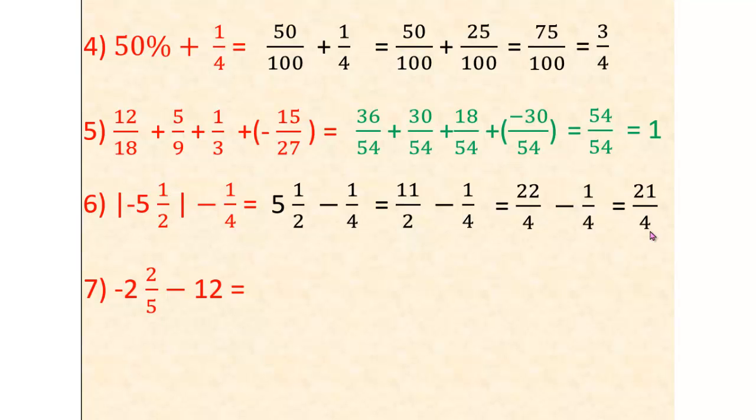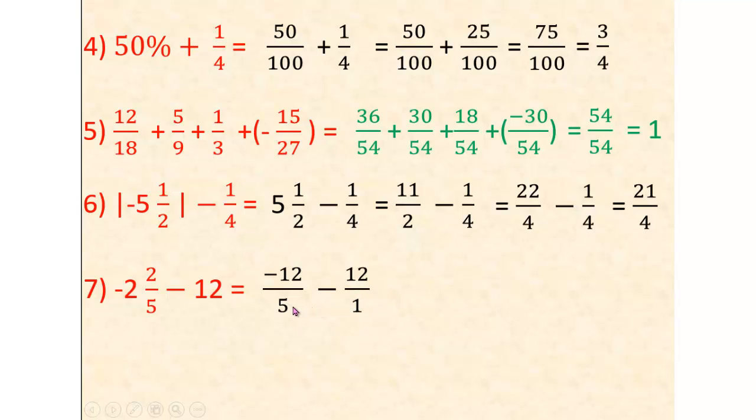Number 7, negative 2 and 2 over 5, minus 12. Again, I have a mixed number and a whole number. We said that we must put them both in the form of a over b. So the mixed number is going to be changed to an improper fraction, and the whole number I must also put in the form of a over b. 5 times 2 is 10, plus 2, 12. So negative 12 over 5 minus 12 over 1.